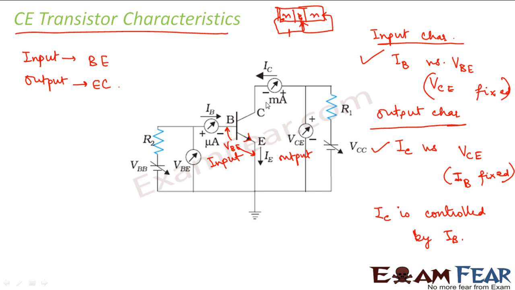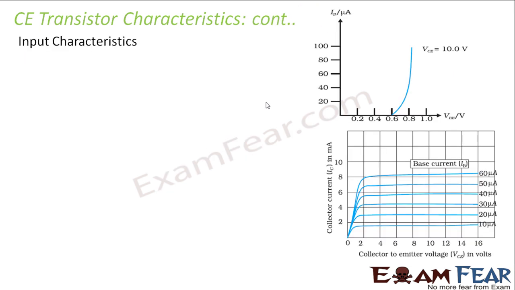In transistor characteristics, we want to study how the current varies with voltage. So we are basically going to study the VI characteristics of the transistor. So let us talk about the input characteristics. Now the input characteristics of transistor was studied.